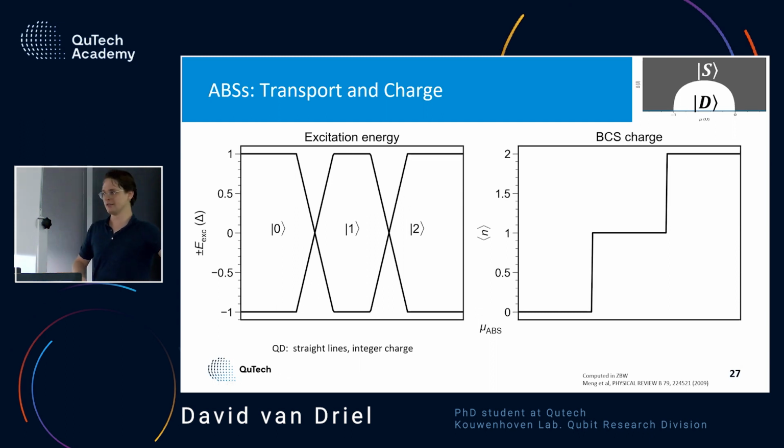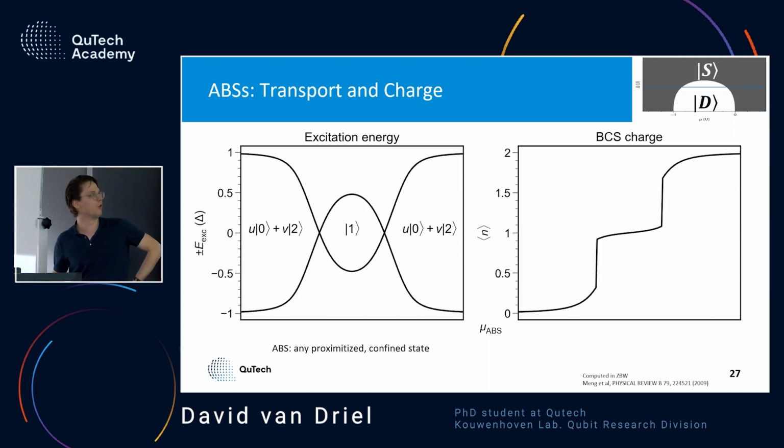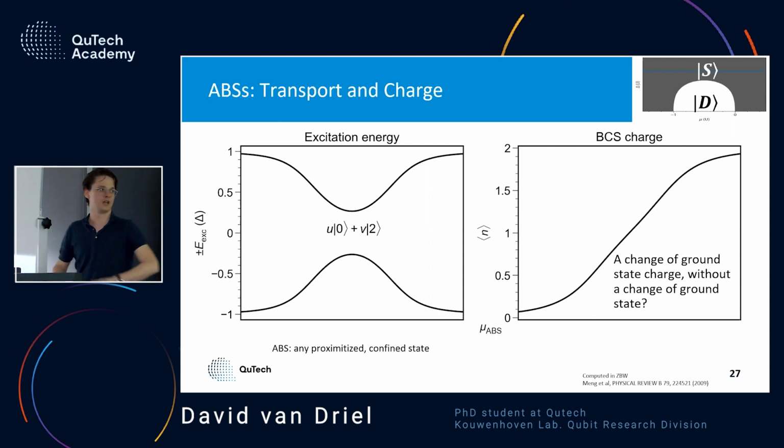Now, we can make this a bit weirder if we add superconductivity and everything starts to get curvy. So you see that the excitation curves, and also you might see some curvature around the steps of the BCS charge. But we can do better than this. We can add more curvature and more, until we don't even have a doublet ground state anymore. But we still see the BCS charge changing smoothly, which is relatively interesting because what you get is a change of ground state charge without a change of ground state, which is relatively weird. So this is something we wanted to measure.